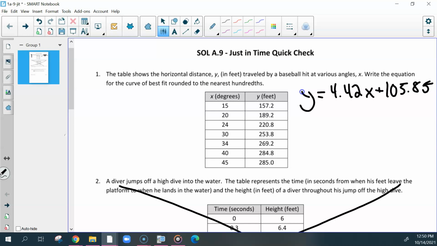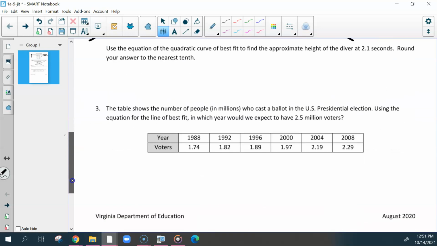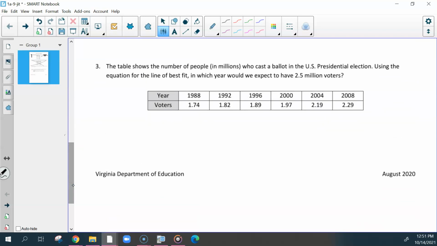For that one, that is all it asks you to do: find the line of best fit or your linear regression equation. It actually says curve of best fit, but that means the same thing. Even though this didn't really curve, but that's okay. So this would be the equation that best fits this data. And then the last one asks you to find the line of best fit and do something with it.